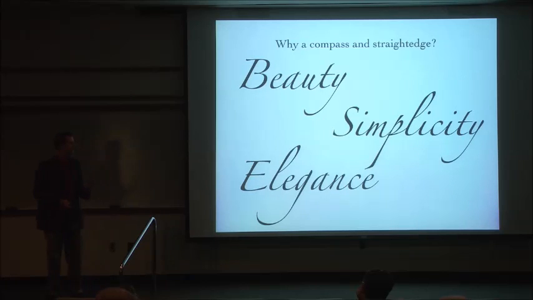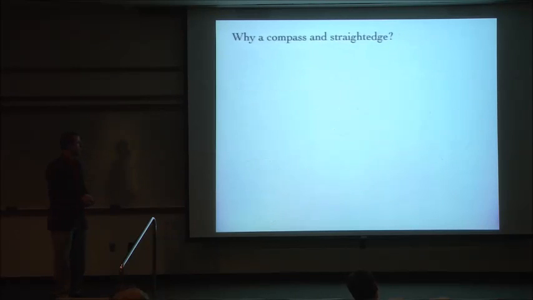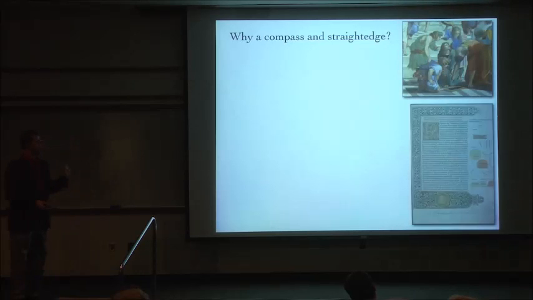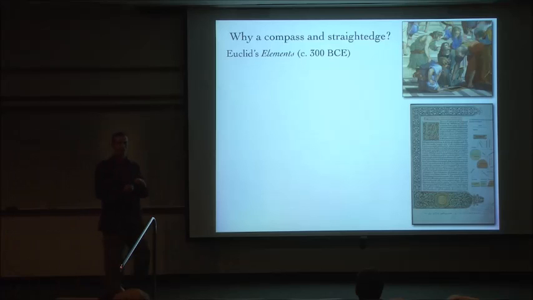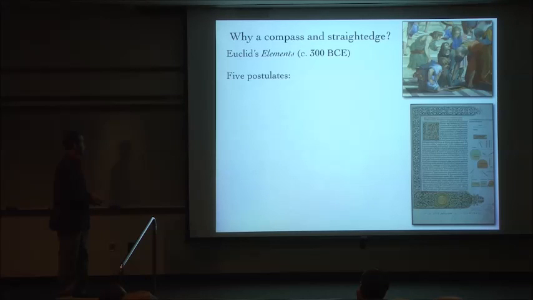But I really claim that that's not the reason that this belief persisted for so long, that compass and straight edge were so nice. Really, I would like to turn back to Euclid's Elements. So if you have read Euclid's Elements, you'll see that he starts out with 5 postulates. These are 5 assumptions that he uses to prove everything in his book. And let's look at what these 5 postulates are.